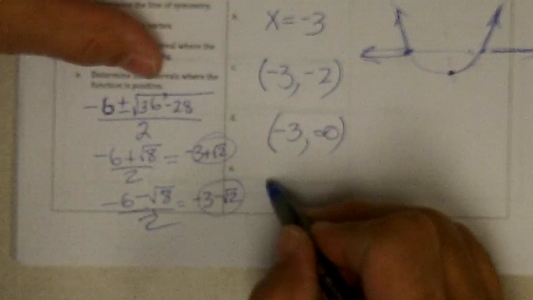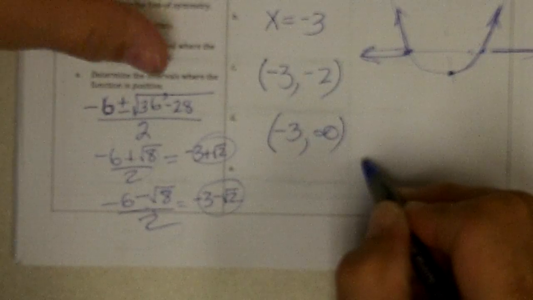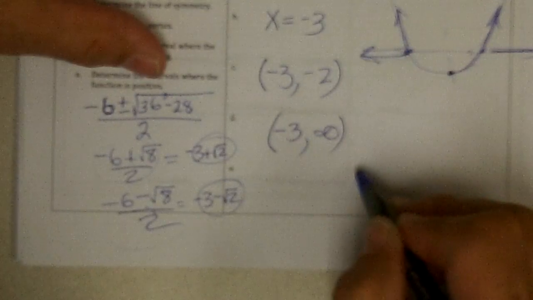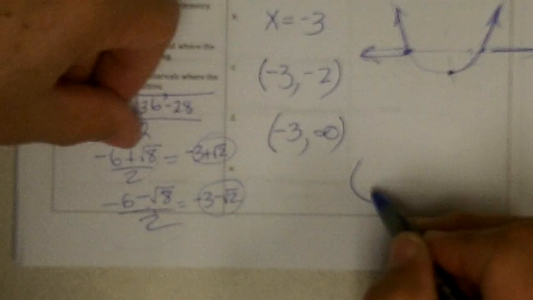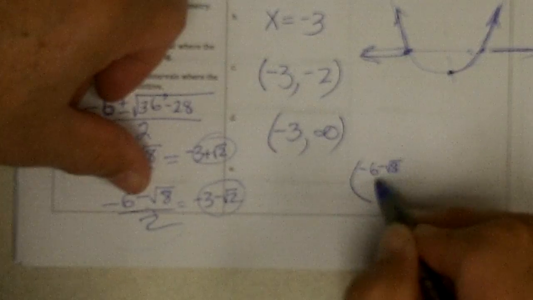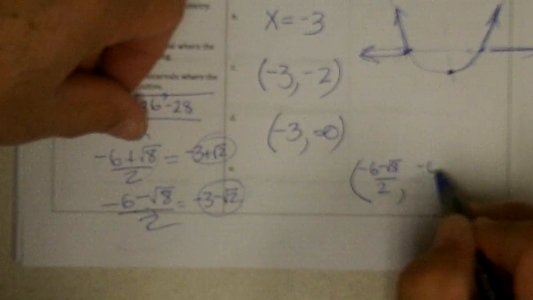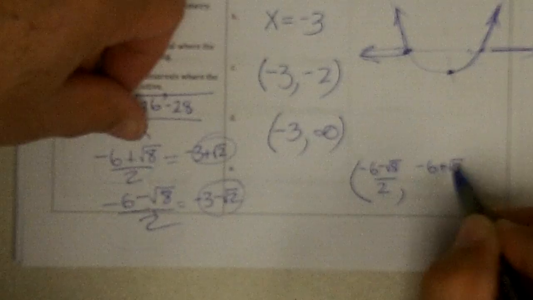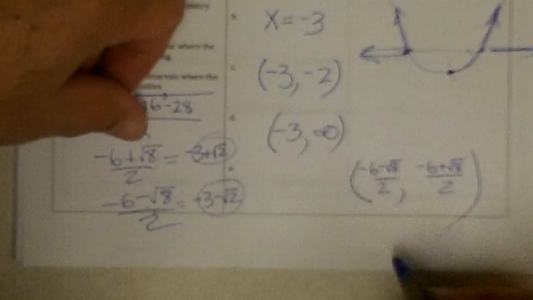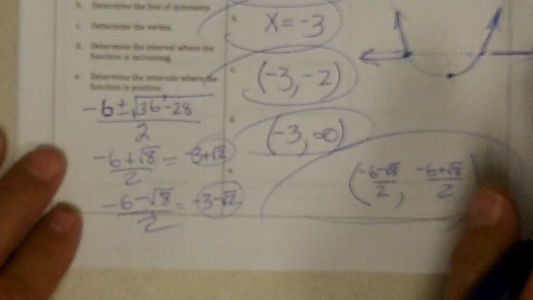And we want to know when it's positive, so it's between the two roots. So it'd be positive, it can't be equal to 0. So we got open. And it would start at the smaller one, negative 6 minus the square root of 8 over 2, to the larger one, minus 6 plus the square root of 8 over 2. Okay.